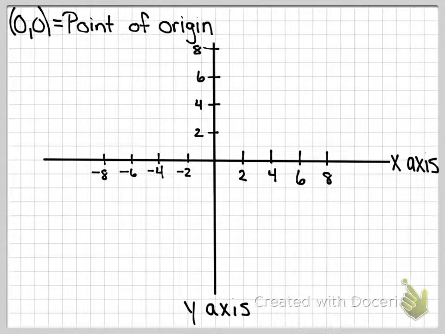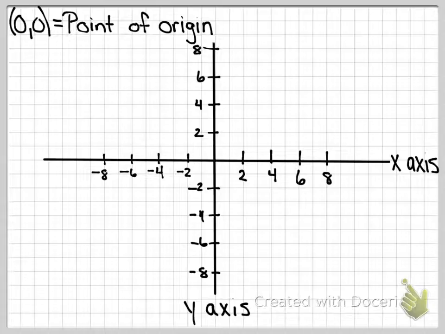And below 0, guess what? They're going to be negative. Negative 2, negative 4, negative 6, and negative 8. Please make sure, did you skip that first box? Did you skip the first one? Okay, make sure you do that so it doesn't throw off your answers when you start plotting points.